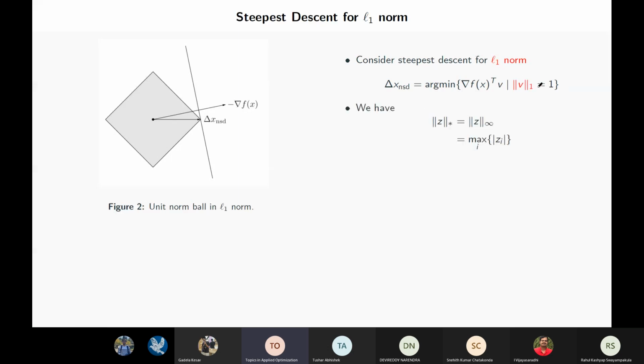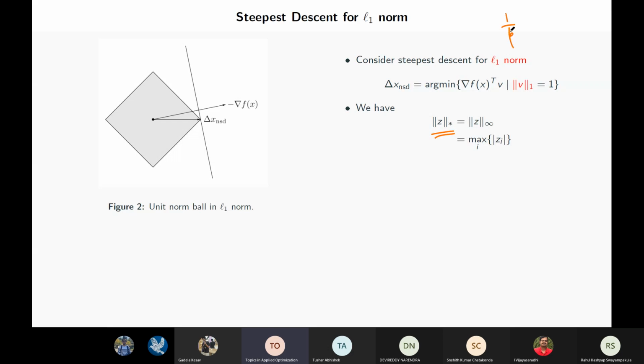Okay, so now what will happen is that your balls look like this. You believe that your function can be better approximated in this norm locally, obviously. Okay, so in other words, you are creating certain preferences in certain directions. Now what will be the dual? Because we need the dual also, right? So the dual will be the infinity norm. Okay, so the dual of this is infinity.